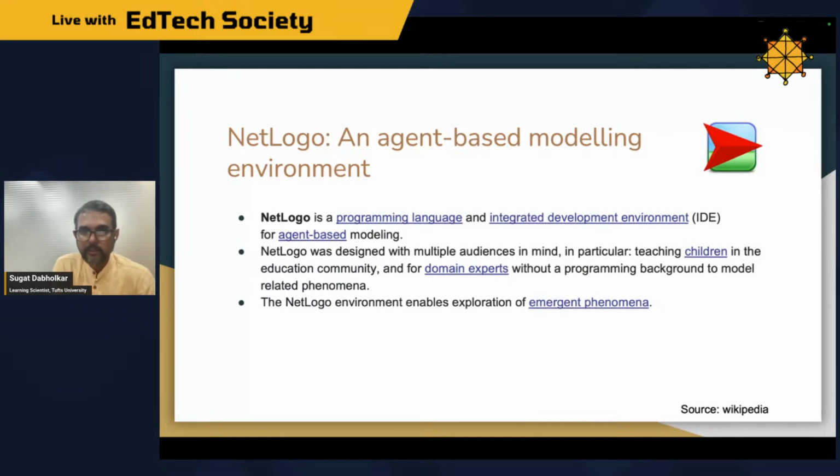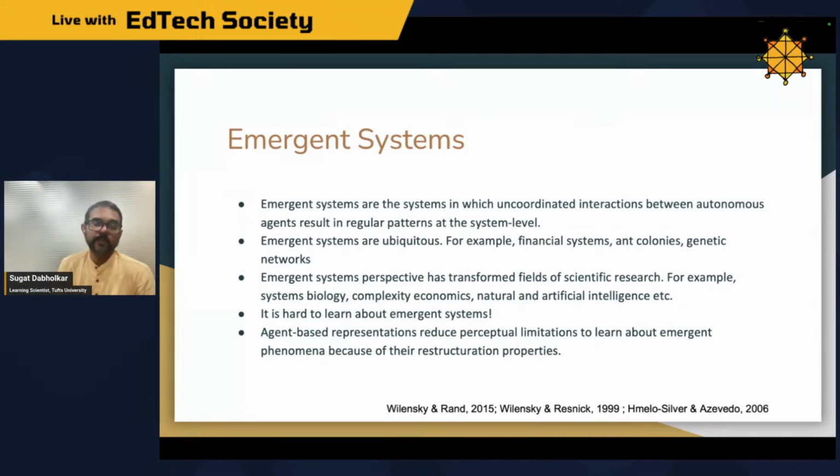So let's talk about what emergence is. Emergent systems are systems in which uncoordinated interactions between autonomous agents result in regular patterns at the system level. And these systems are ubiquitous. For example, financial systems, such as the share market rising and falling, globally and locally, at various levels and degrees, and colonies or networks of genes and proteins inside our cells. All these are examples of emergent systems.